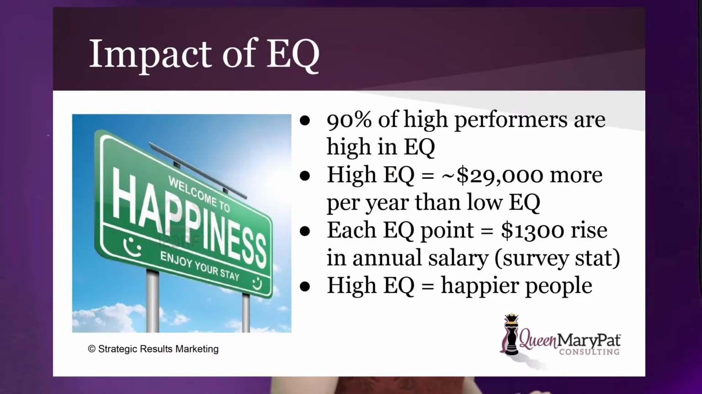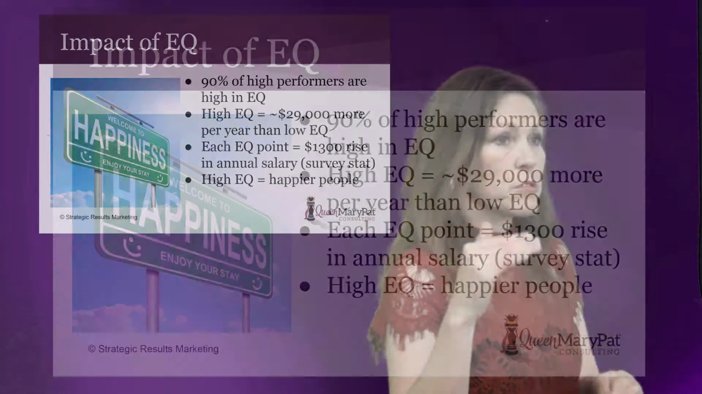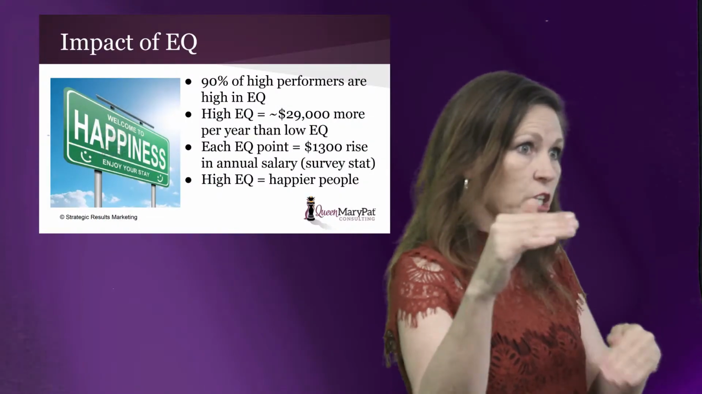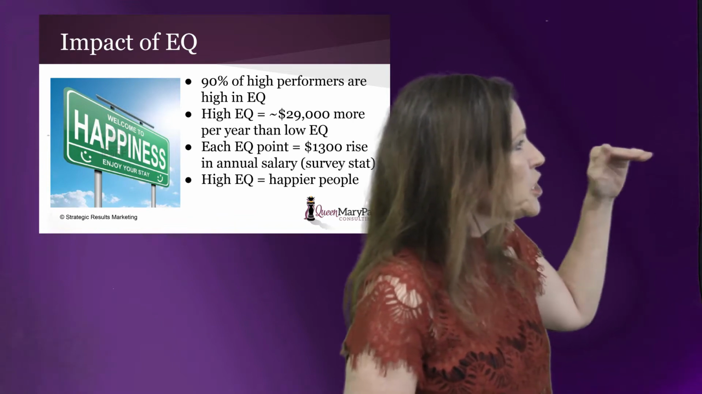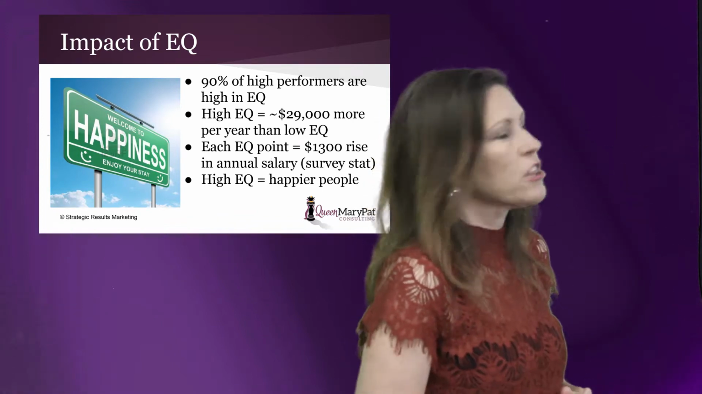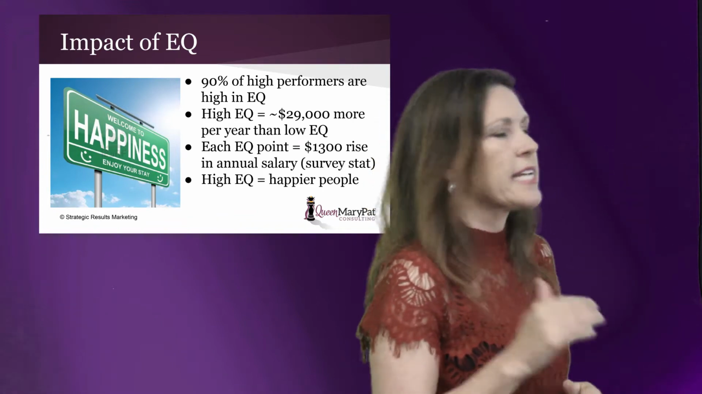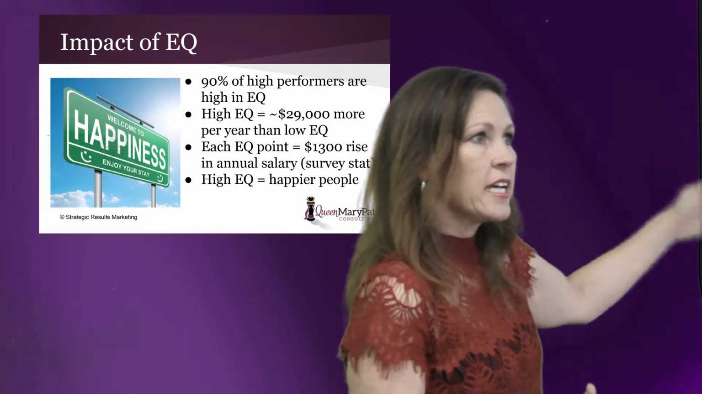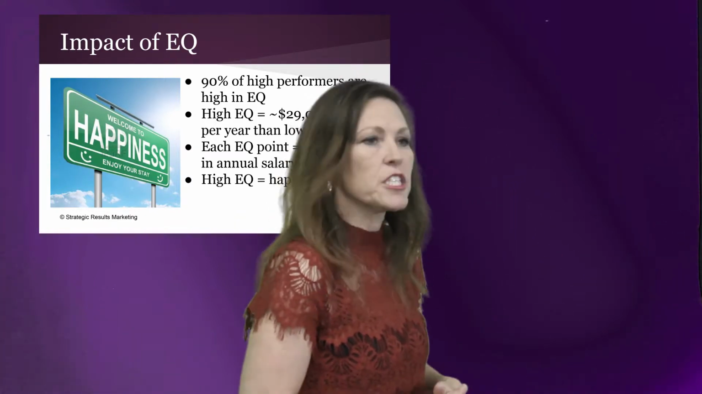The impact of your emotional intelligence: 90% of high performers are high in their emotional intelligence. A high EQ equates to approximately $29,000 more per year than a low EQ. So who doesn't want that, right? And it's learned, so we can get there. Each EQ point equates to a $1,300 rise in annual salary according to stats. Again, these stats are in the Emotional Intelligence 2.0 book that I've referenced here.